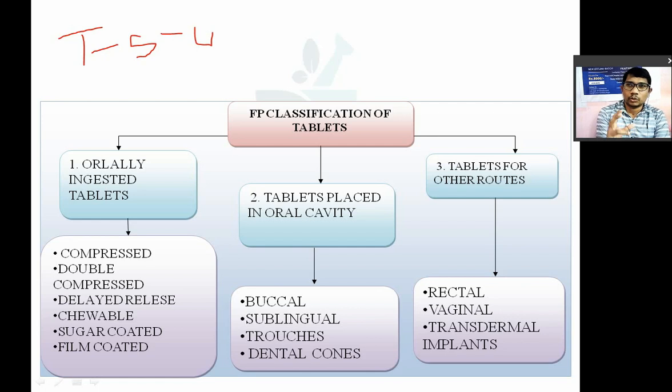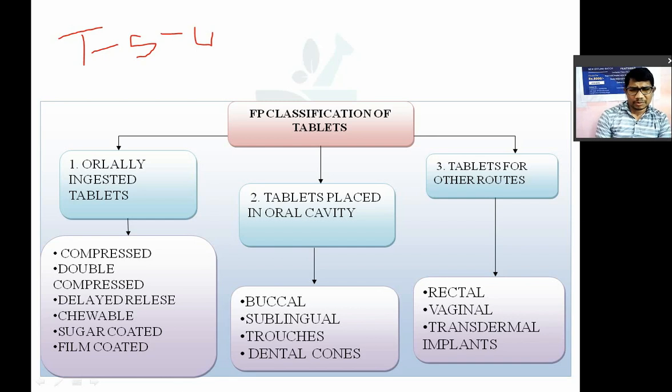So tablet is an oral dosage form. Not only oral, nowadays some rectal tablets are also available. Nowadays tablet implants are also available. So a very precise definition of tablet is that it is a kind of solid unit dosage form meant for oral or parenteral use, containing drug along with the excipient, made by compression or molding.